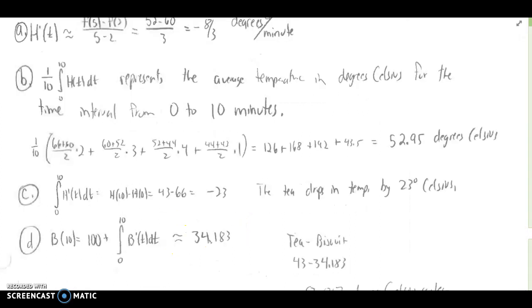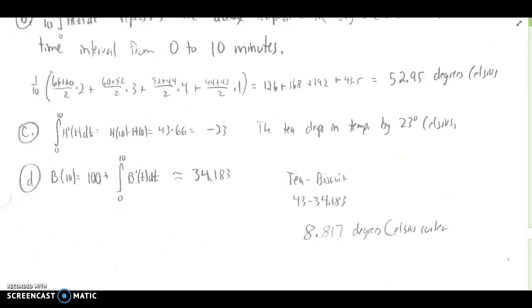And in part B, the meaning of this integral, notice out front we have the 1/10 of the integral going from 0 to 10. That represents the average temperature in degrees Celsius for the time interval from 0 to 10 minutes. And again, because there is no actual function, we use the table to come up with the values, and we're using trapezoids, which is why I'm including this problem right now. So find the area of all those trapezoids, add them together, multiply by 1/10, and we get the average temperature is about 52.95 degrees Celsius.